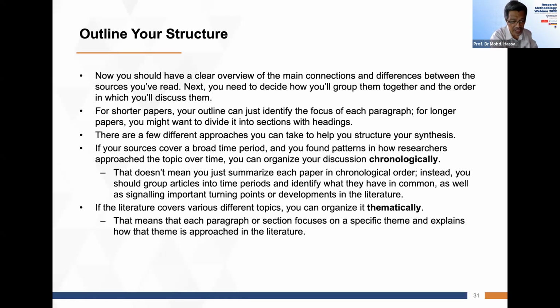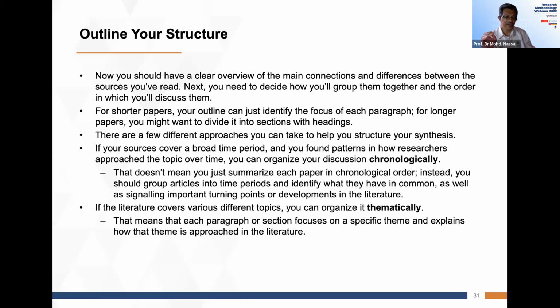But this does not mean that you just summarize, right? Instead, you should group articles in time periods and identify what they have in common, as well as signaling important turning points and developments in the literature. You still have to be critical. You have to synthesize in your discussion, although you discuss based on chronology.